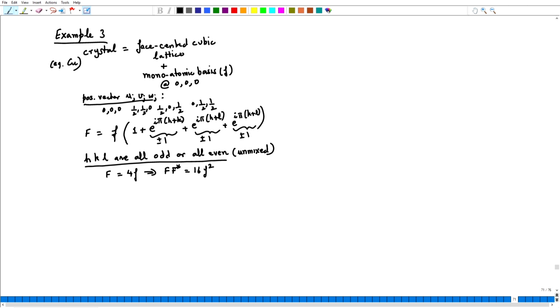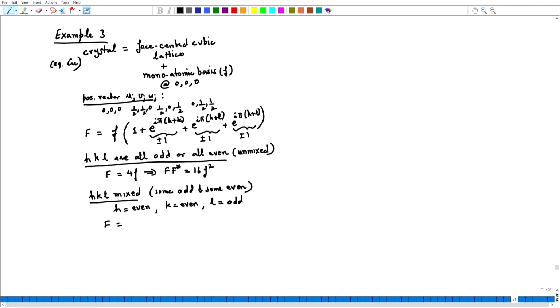Now, consider what would happen if some of the hkl are odd and some of the hkl are even, which we will call hkl mixed. That is, some odd and some even. Let us consider a couple of examples. Let us say h is even, k is even, and l is odd. What will happen?